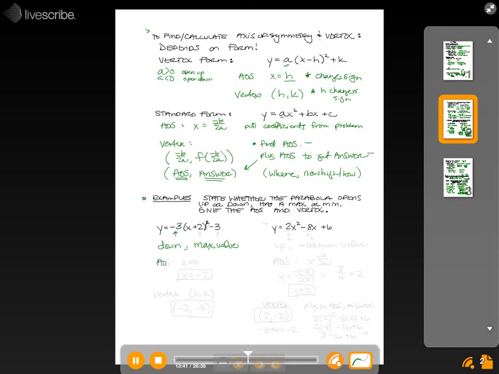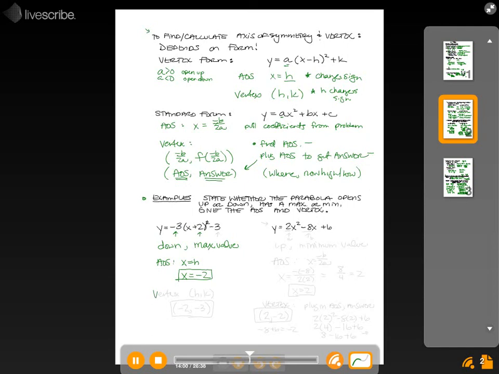In vertex form, it's very easy to find the axis of symmetry. Remember, it's the h value, and we need to change its sign. So if we look in our problem, h is positive 2, so our axis of symmetry is going to be x is negative 2, because we changed the sign from what it is in the problem.